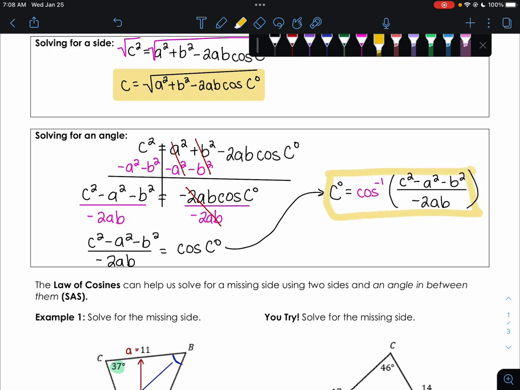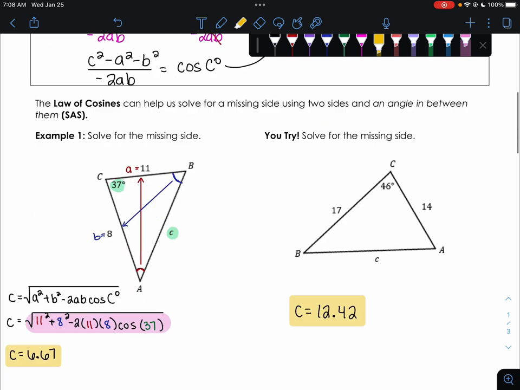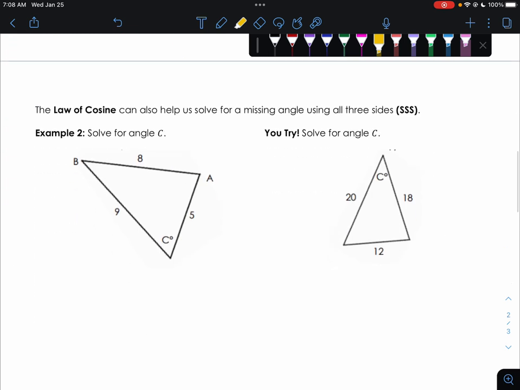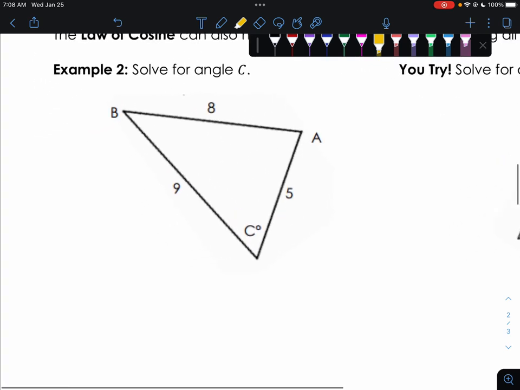See if I can get this to highlight right. There we go. Okay, so moving on to example number 2. We can use the law of cosines to solve if we're given all three sides, so side, side, side. In example 2, it says just for angle C, but for extra practice, we're going to solve for all three angles in this one. So first, we're going to start by solving for angle C.